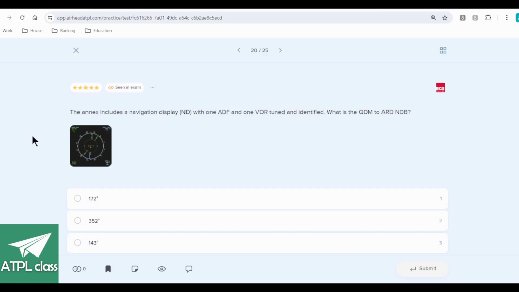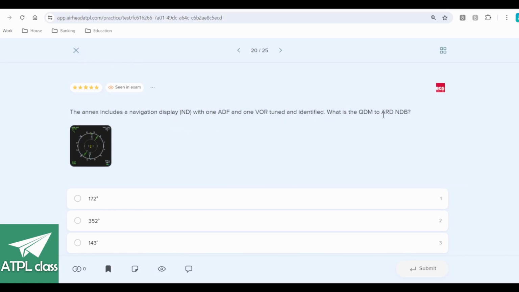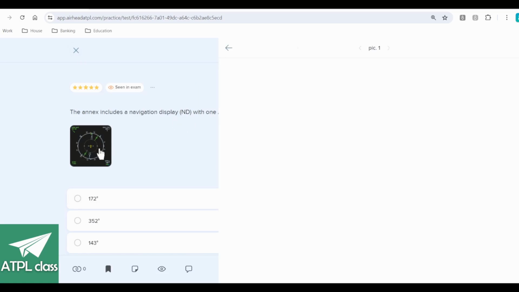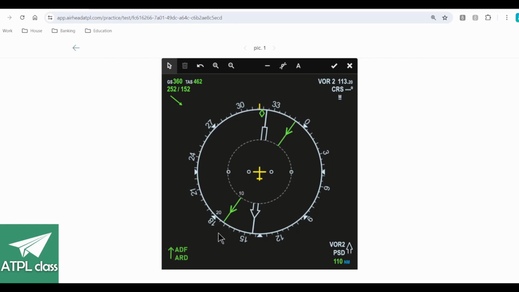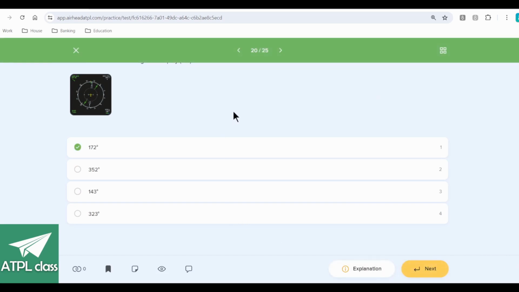So the next question: an annex includes a navigation display with one ADF and one VOR tuned and identified. What is the QDM to the ARD NDB? So we need to ignore the VOR stuff. VOR 2, this fat arrow, we want to ignore that. We want to go on to the thin arrow, this ARD. The question was, what is the QDM, so the direction magnetic to the ARD. If it's going to be this sort of direction, I would say 172. Again, using that VOR Tracker app, worth a shot.